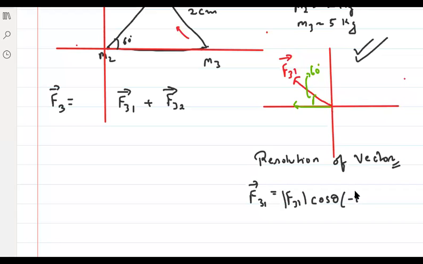There's no mistake. I should write minus i cap, right, everyone? Because it is in the second quadrant, and in the second quadrant, the x component is negative, if I'm taking this angle. Plus F31 into sine theta, if I'm taking this theta. So it will be plus j cap. Got it?